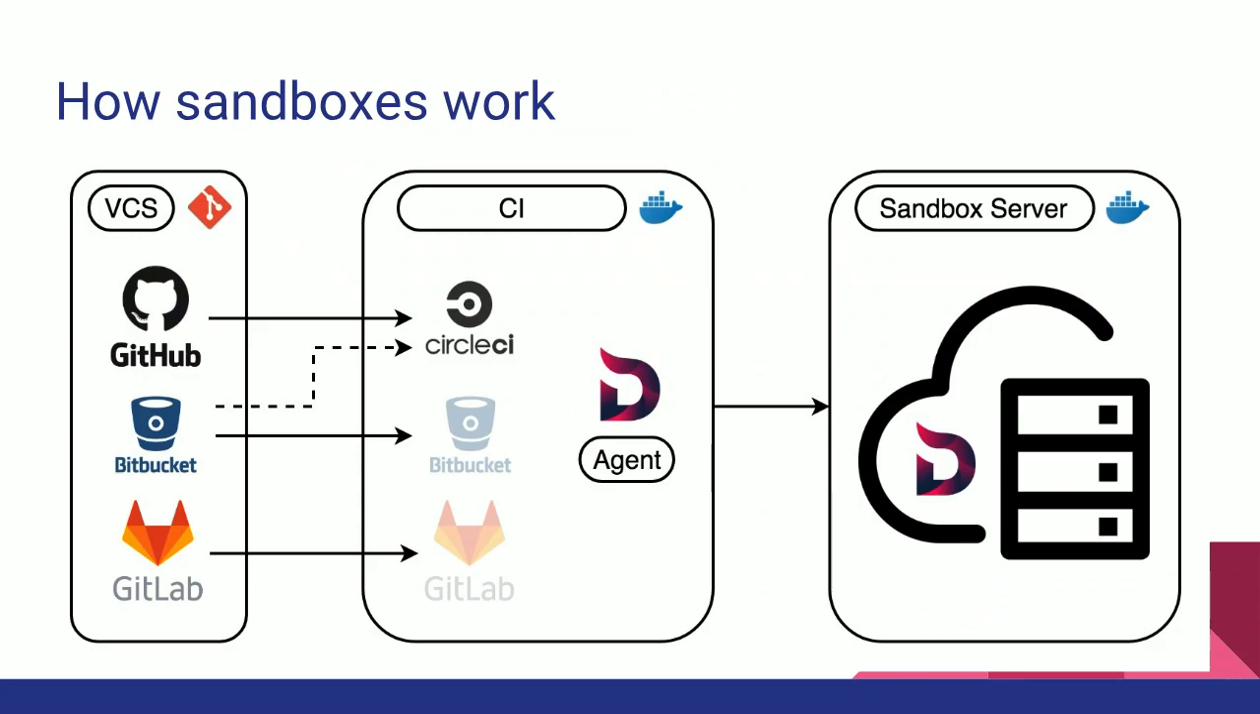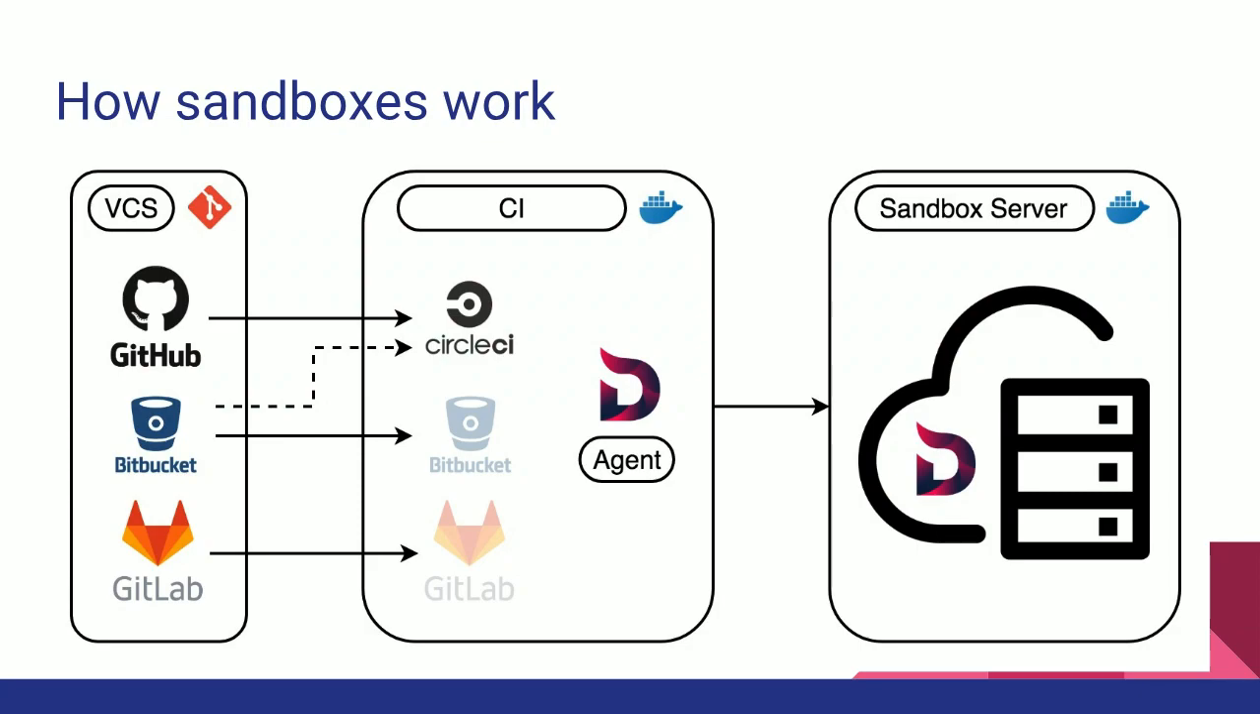This is the diagram of how it works. So you have your version control system on the left, the three that we support officially. Adding support for another one should not be a big deal. The CI piece in the middle.